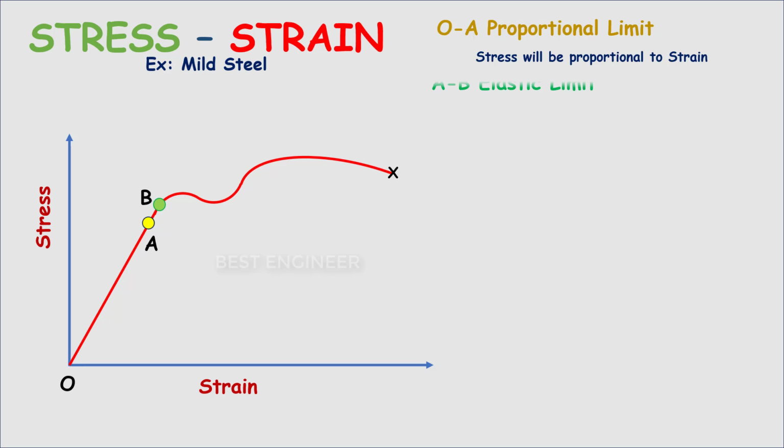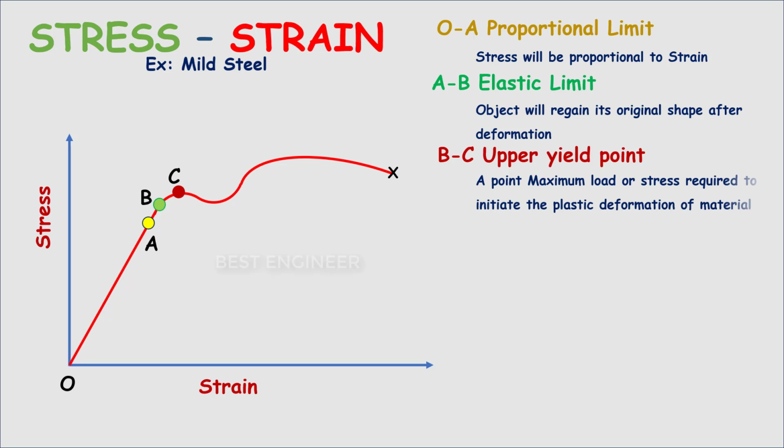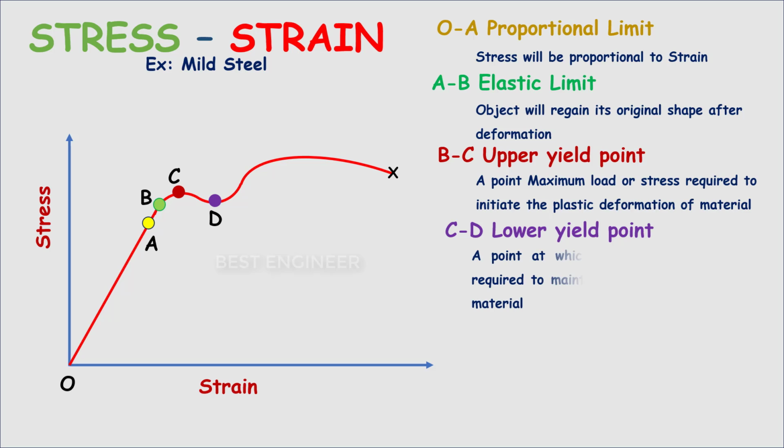The region A to B is called the elastic limit. Up to this limit, the object will regain its original shape after deformation. The region B to C is called the upper yield point. It is the point of maximum load or stress required to initiate the plastic deformation of the material. Next, the point D is called the lower yield point. It is the point where the minimum load or stress is required to maintain the plastic behavior of the material.